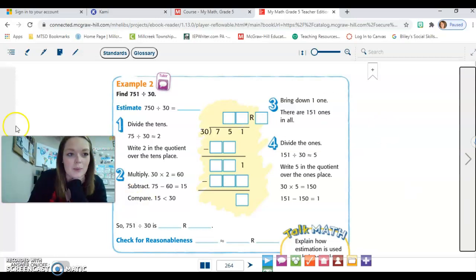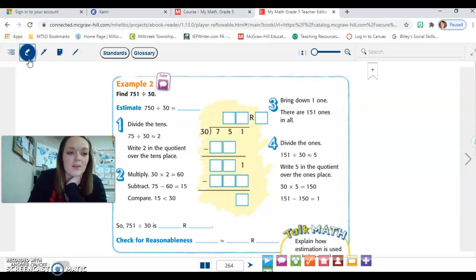Let's do one more example together. We don't have a word problem this time, we just have a problem. It says find 751 divided by 30. First, we are going to estimate. 751 is closer to 750, and 30 is already rounded.